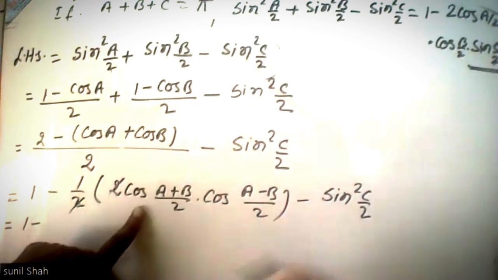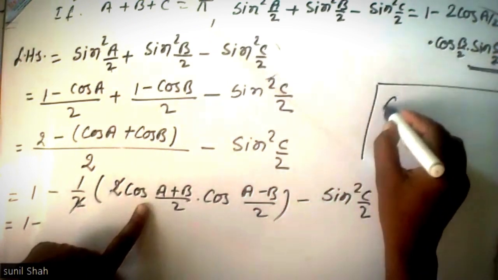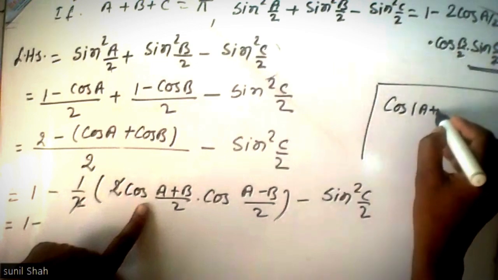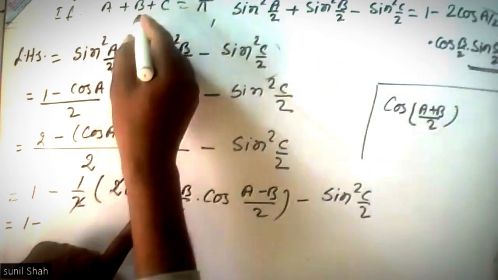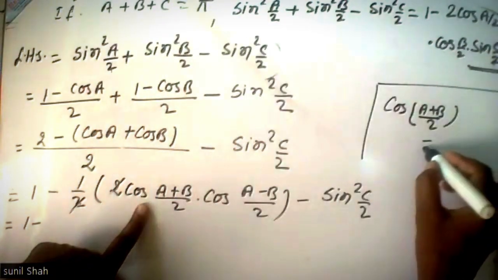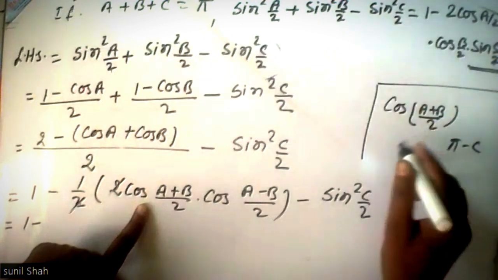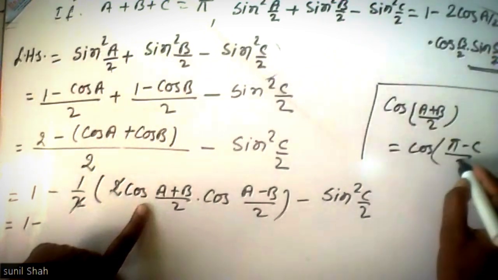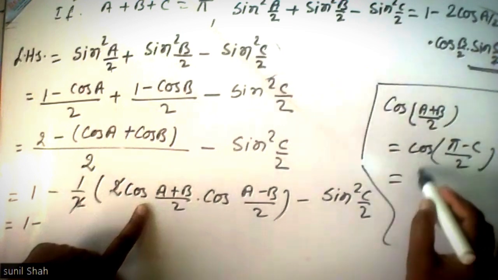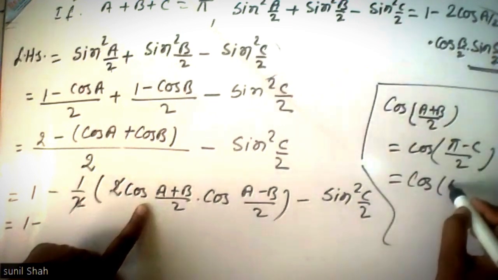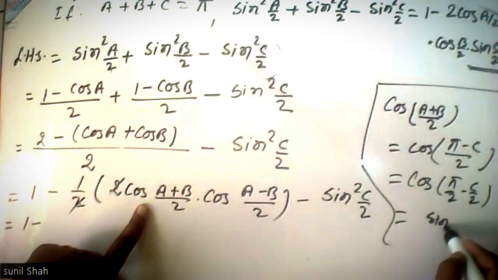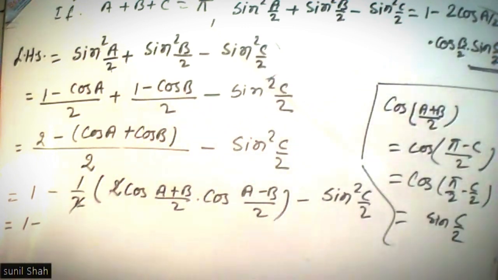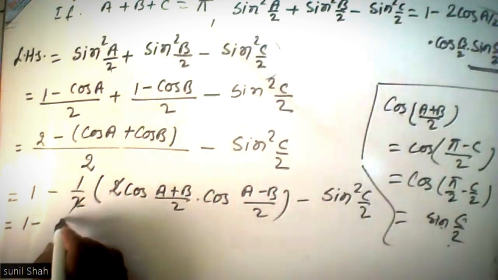What is cos A plus B by 2? Convert this side. Since A plus B plus C is equal to pi, then A plus B by 2 is equal to pi minus C by 2, so cos of pi by 2 minus C by 2. Pi by 2 minus C by 2 is cos 90 minus theta, which is sine theta. So sine C by 2. Cos A plus B by 2 is equal to sine C by 2. So this becomes sine C by 2.